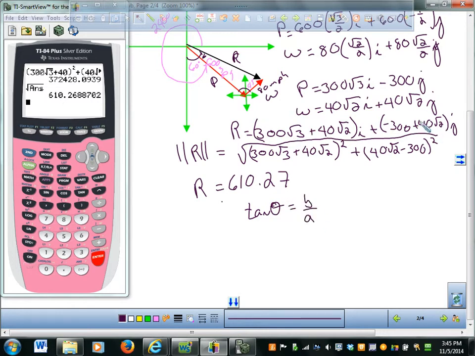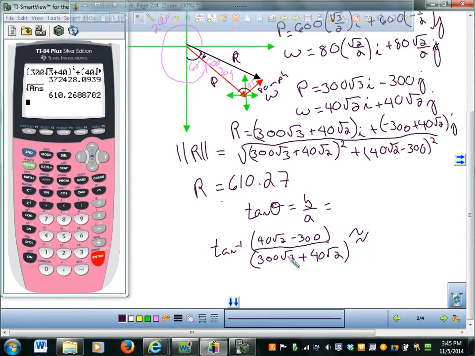In this case, you want the direction of this resultant vector right here, so it's this divided by this. So tangent of theta is b over a. If I take the inverse tangent of 40 root of 2 minus 300 divided by 300 root of 3 plus 40 root of 2, I could do that on my calculator, and I get that that angle is approximate.